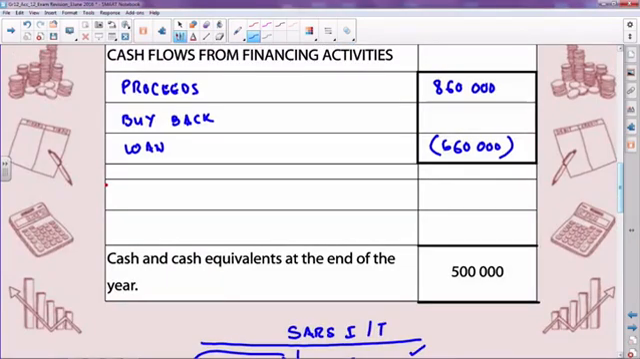Aha, we've got one component left to calculate, and that is the buyback.